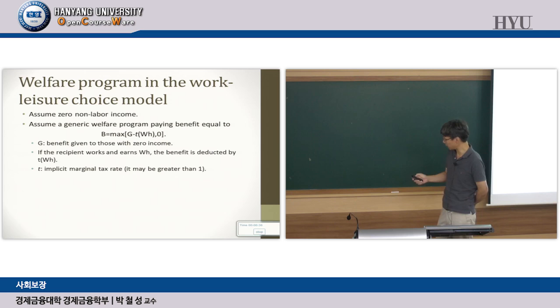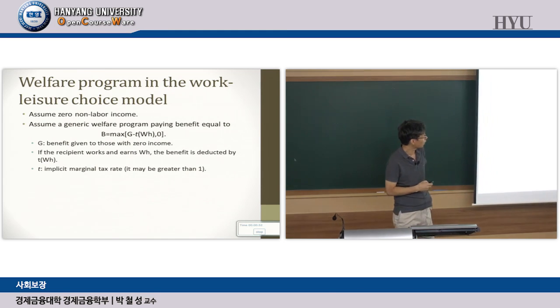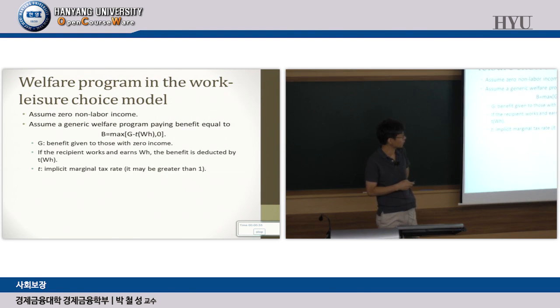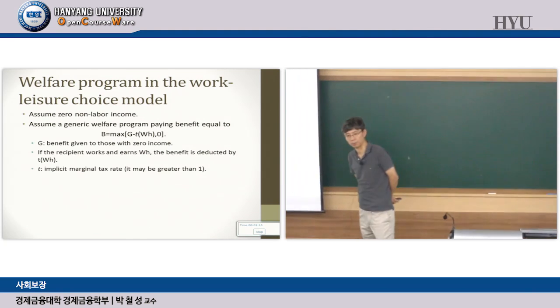So what happens here is that if we introduce the welfare benefit in general, then we can write down the welfare benefit using this equation. G is the benefit, the maximum benefit one can get if the income is 0, and since the welfare program reduces the benefit as the individual's own earnings increase, as earnings increase, the benefit reduces. Okay, and T is the rate at which the benefit is reduced.